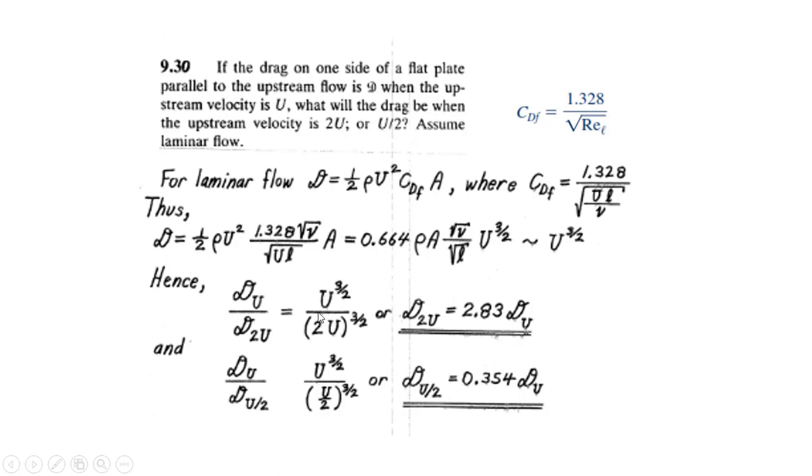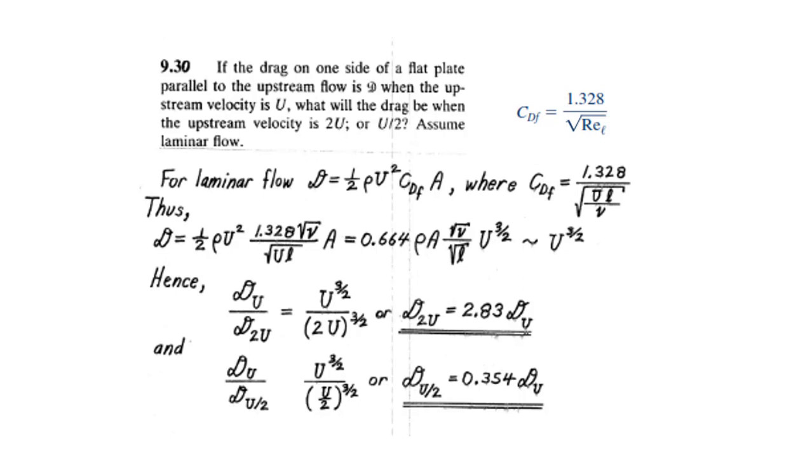If you simplify, you can cancel U with U, and you will be left with 2 to the power 3/2, and you can simply move the drag D to the right hand side. So you can say that the drag in the case of double velocity is not double, but it is even more than that. It is increasing with a factor of 2.83, almost 3, right?